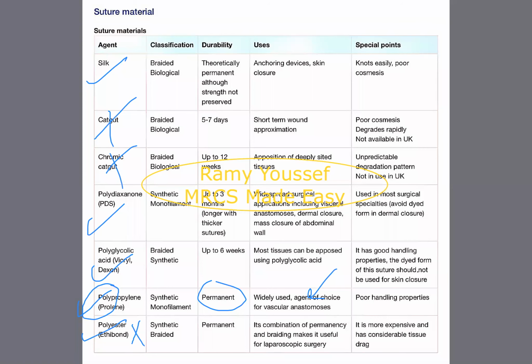All your questions will be about PDS and silk. I don't think you will have more than one question about Vicryl, but proline is very important. PDS, which is polydioxanone, is very important in most questions, and silk. You will find 1 or 2 questions about it. You have to know which one is permanent, which one is non-permanent, which one is monofilament, and which one is polyfilament, or braided.